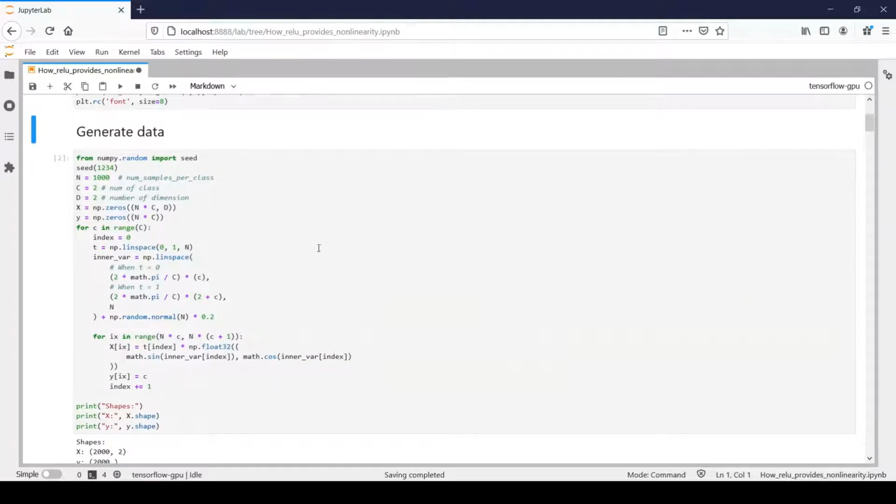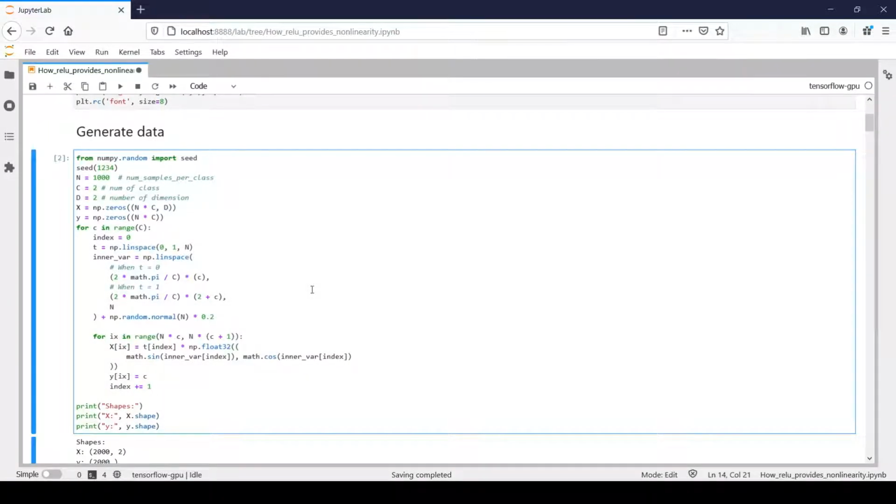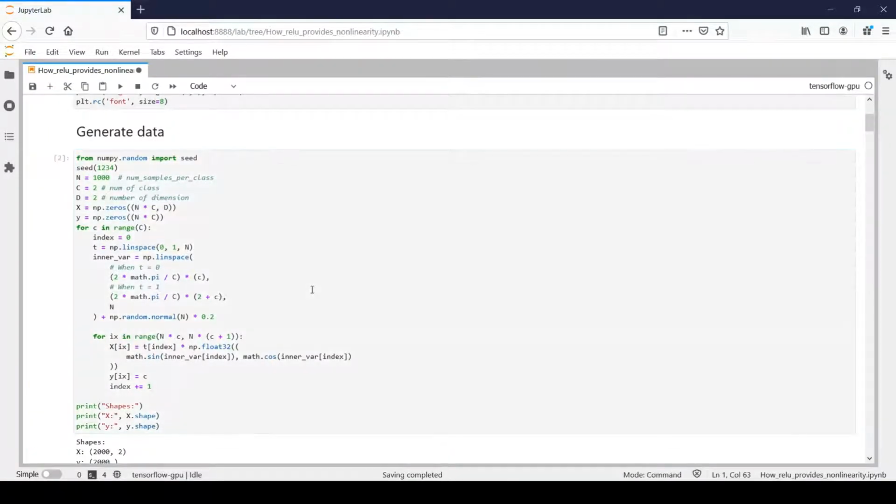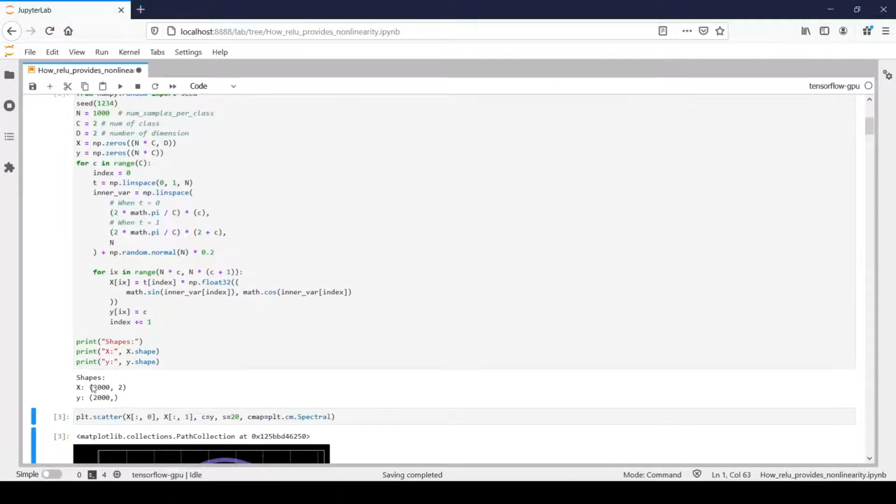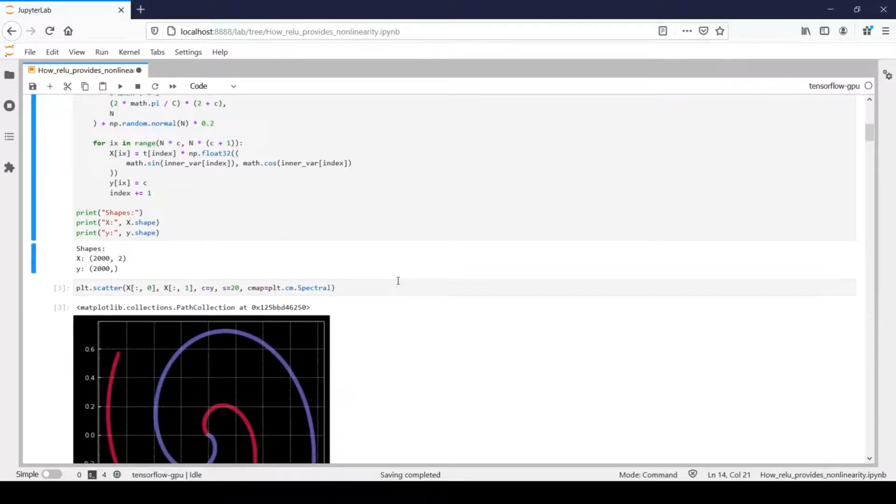And next, I will generate some artificial data. For that purpose, I will be running the second cell. And this will generate 2000 samples, and it will have two features. Okay. And now we'll simply plot it.